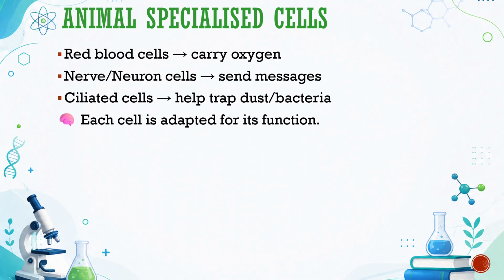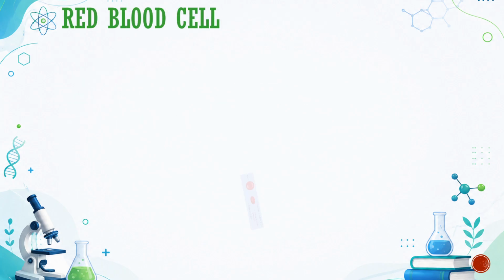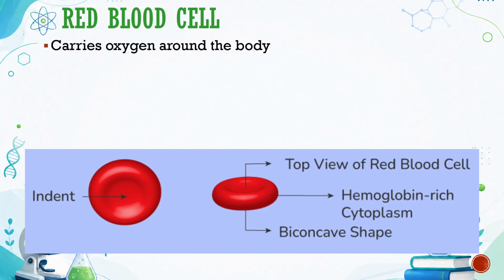Each cell is adapted for its function. That's the key thing for a specialized cell, because specialized cells are adapted to perform their functions. So that's why they have a special shape and special structure. Let's take a look at each of these in a little bit of detail. So the red blood cells, we call them RBCs also, generally.